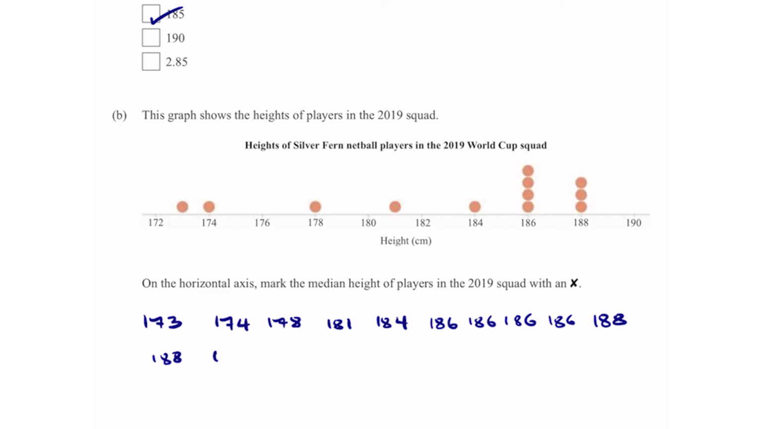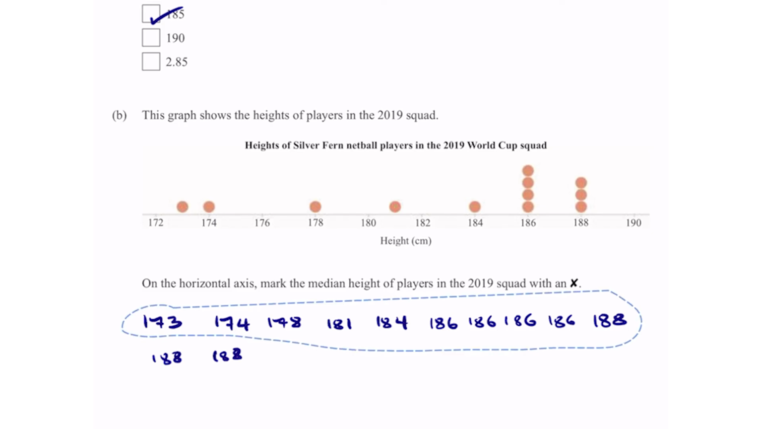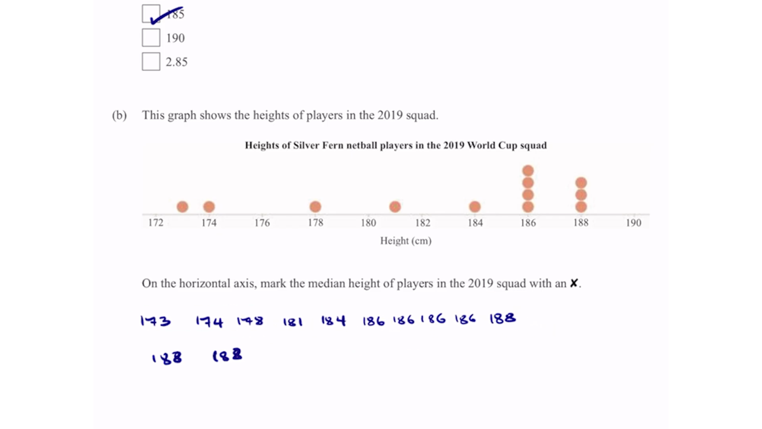Actually, what I'll do is I'll shrink this because we want it in one straight line for demonstration. I just better double check I've done that correctly. So 173, 174, 178, 181, 184, 4 lots of 186, and then 3 lots of 188. Alright, so we're going to start cutting off from the ends until we reach the middle number, and that will tell us what the median is.